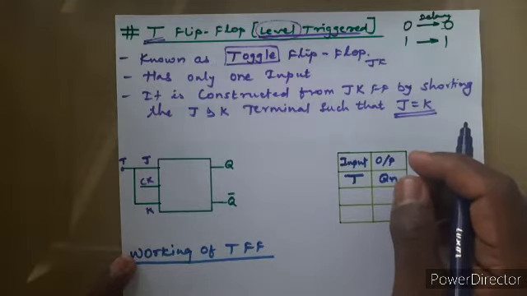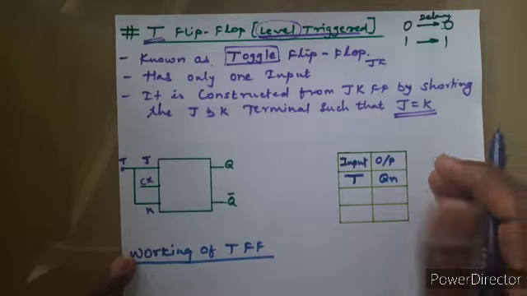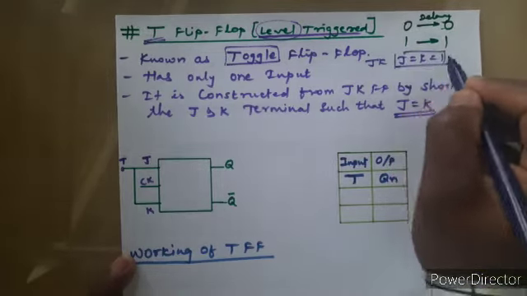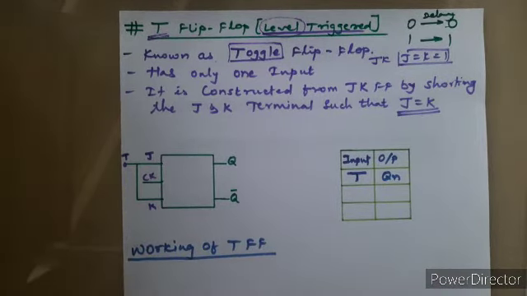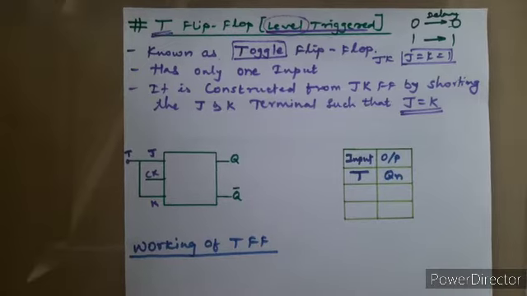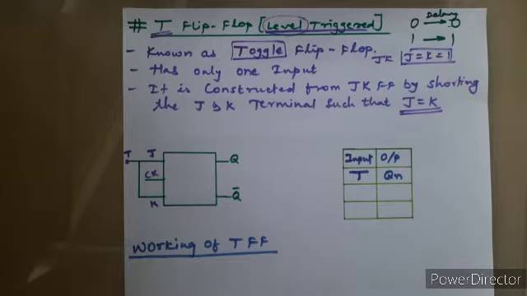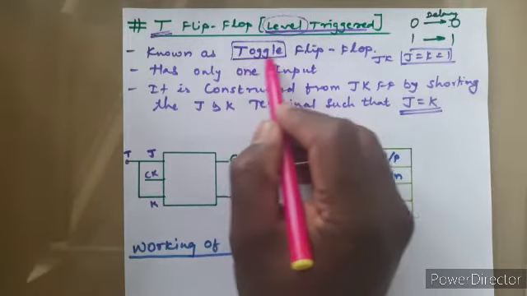The same concepts of the level triggered JK flip-flop for J equal to K equal to 1 we are now going to use here. But there is just a slight modification in that circuit, and your T flip-flop is constructed. So let's see what concepts are here for us to study. The T flip-flop is known as the toggle flip-flop.